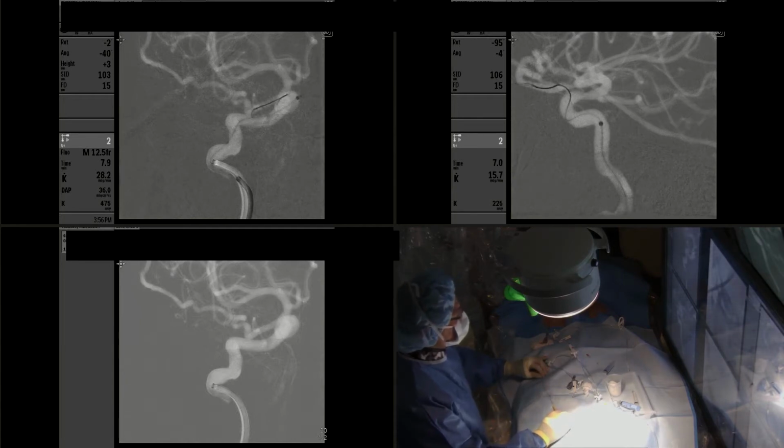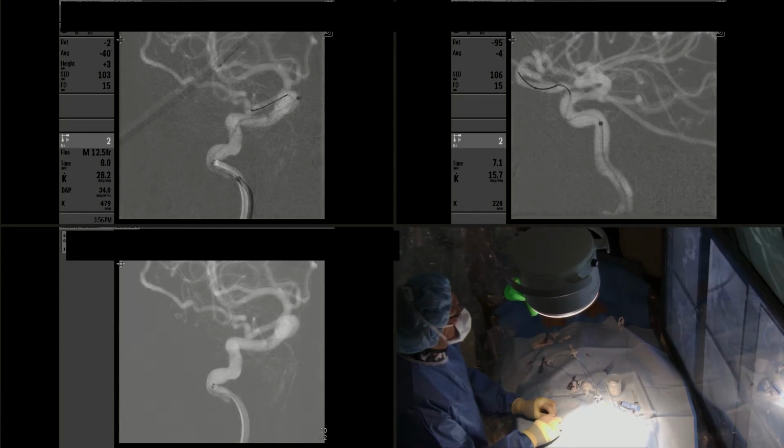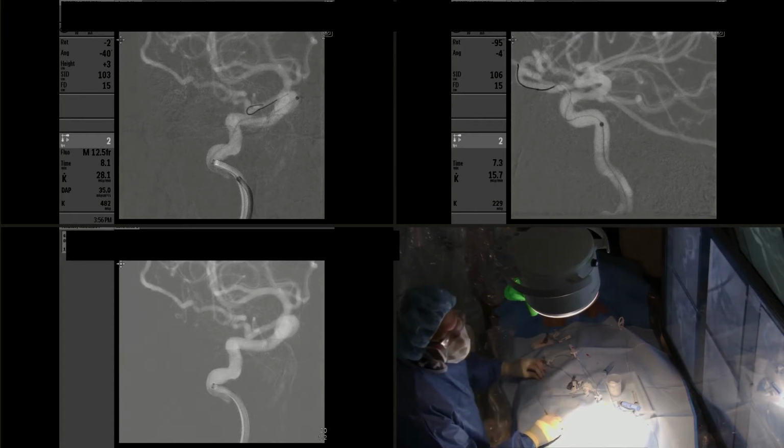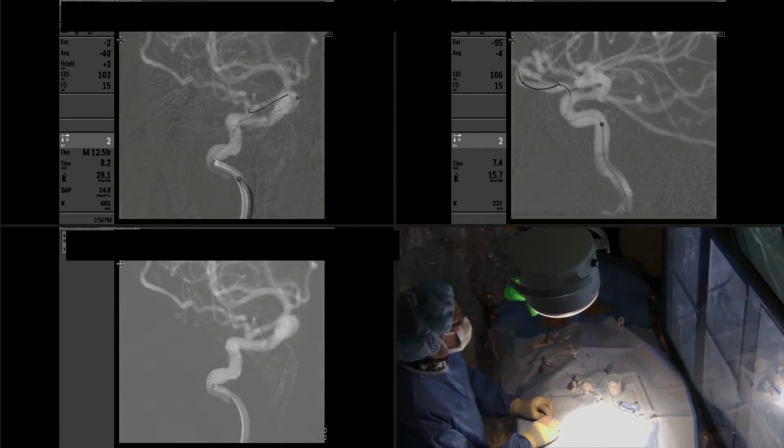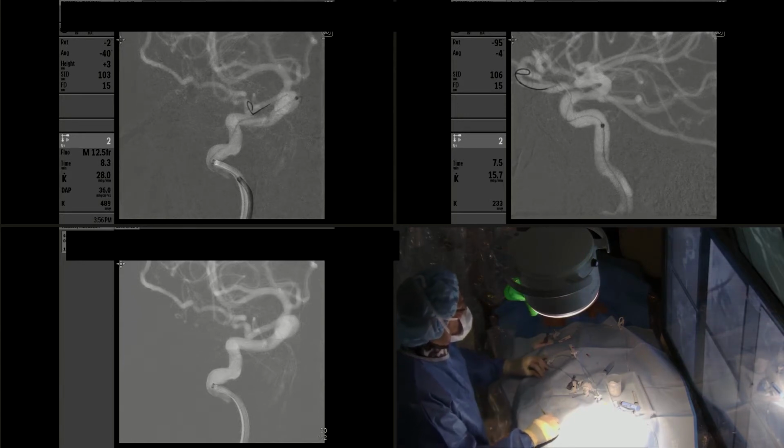This is a very unusual vascular anatomy, but you can see the vessel was large enough for us to be able to navigate safely. You're going to see now how we have the microcatheter already in the ophthalmic artery, and in order for us to be able to navigate through the tortuous anatomy, we have a J shape of the microwire for safety reasons.